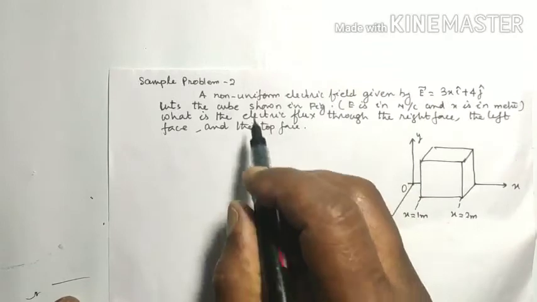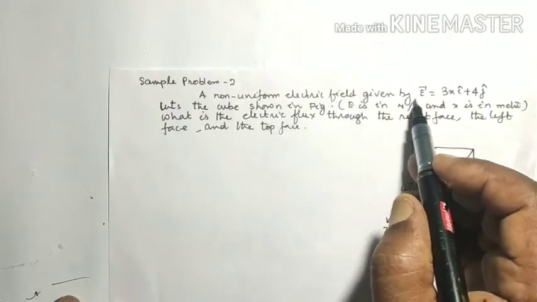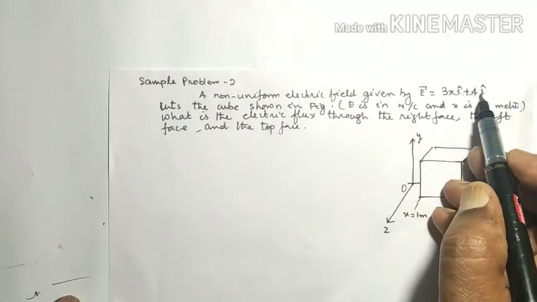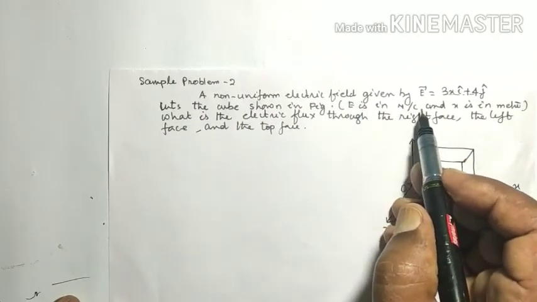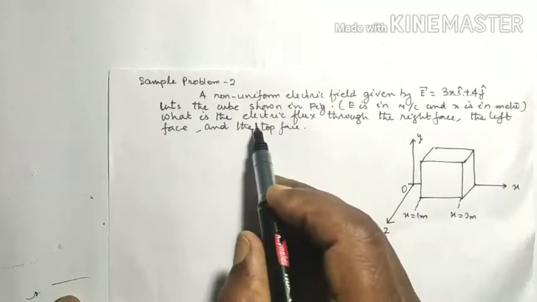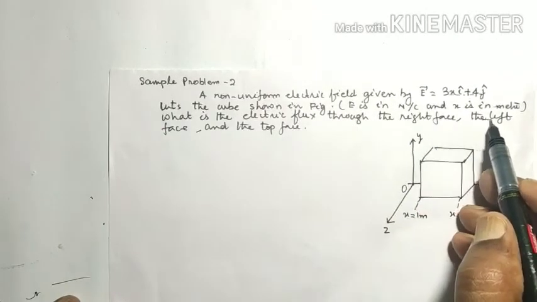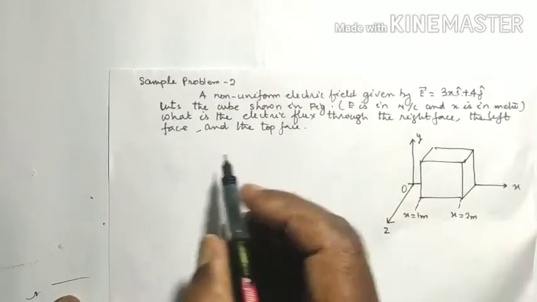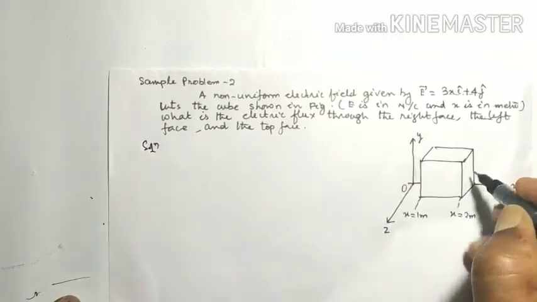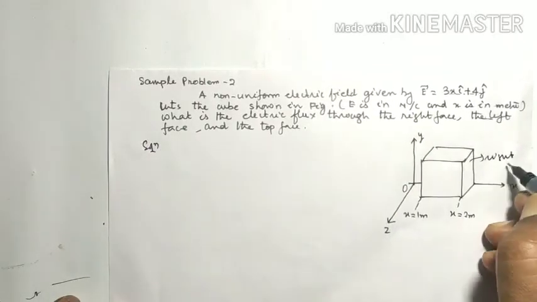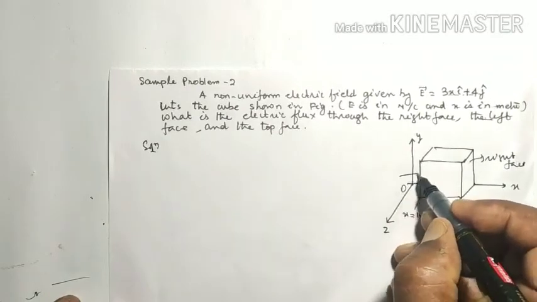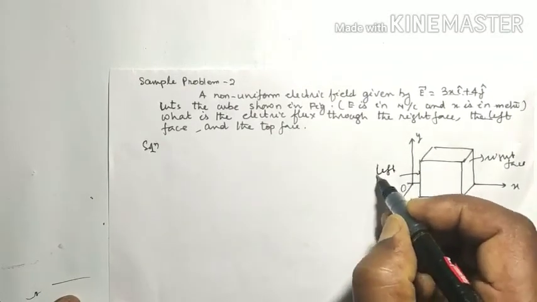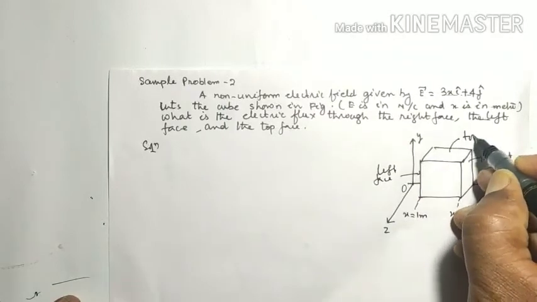Second problem, a non-uniform electric field given by E equal to 3x i cap plus 4 j cap cuts the cube shown in figure. E is in Newton per Coulomb and x is in meter. What is the electric flux through the right face, the left face and the top face? Solution. So this is the right face and left face. Inside this is left face and this one is top face.